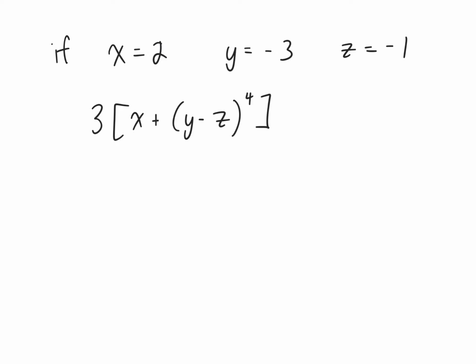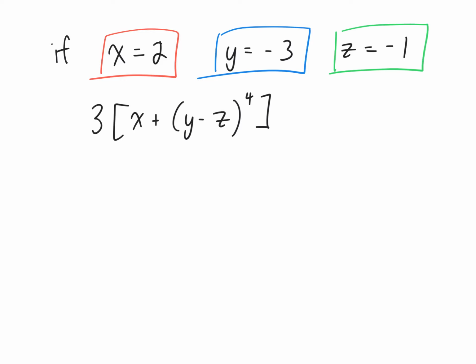If x is equal to 2, if y is equal to -3, and if z is equal to -1. So we have an x in the expression, we have a y, and we have a z. What's the first thing we need to do here? The first thing you have to do is substitute all the variables, because we're given known values of the variables. Where we have an x, we're going to write what number?